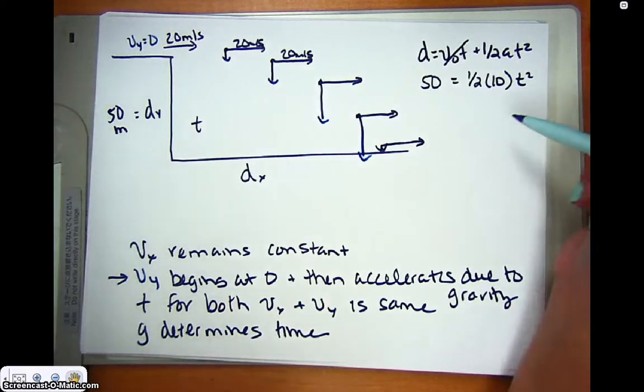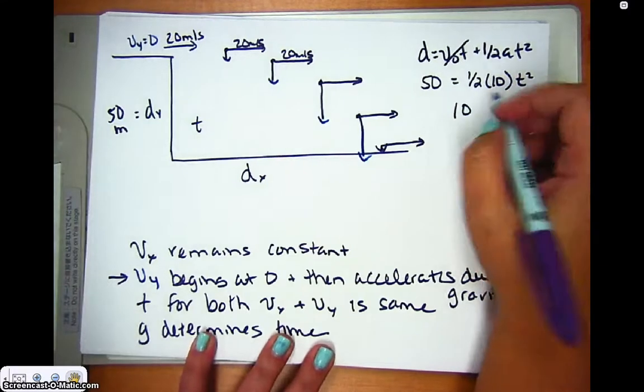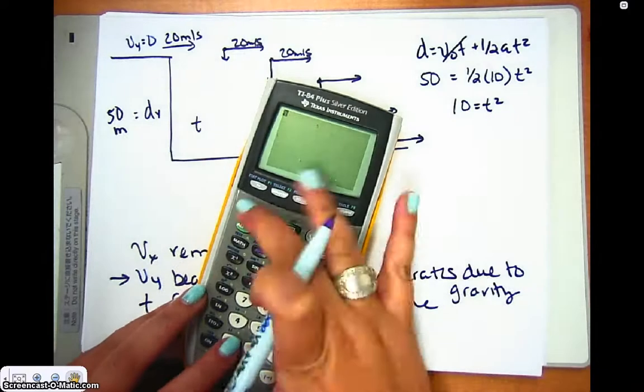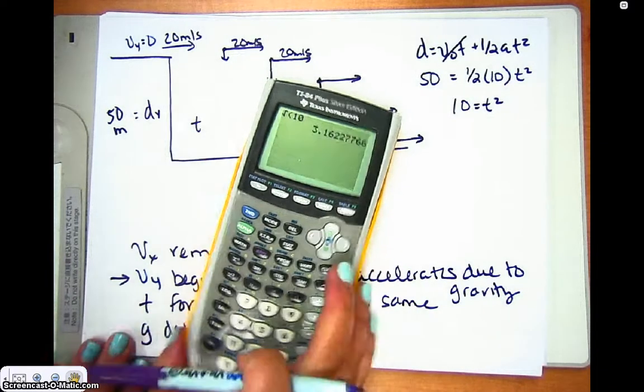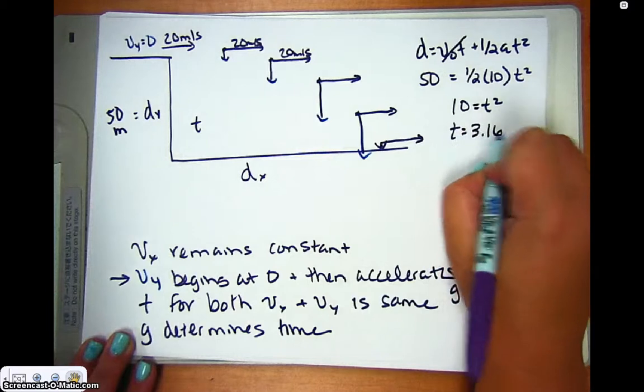So I'm just going to do 50 divided by 5. So I get 10 is equal to t squared. So let's just take the square root of 10. And I get 3.16 seconds. So t is equal to 3.16 seconds.